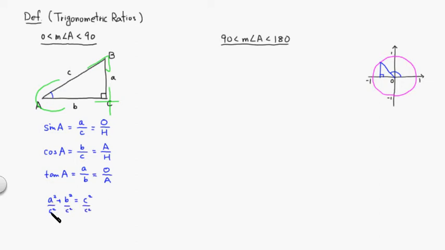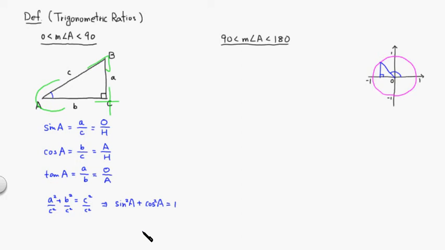And you can see that A over C is sine. So this will give you the familiar trig identity: sine squared of A plus B over C, which is cosine, so cosine squared of A, is equal to C squared over C squared, which is 1. So we can get that trig identity there.